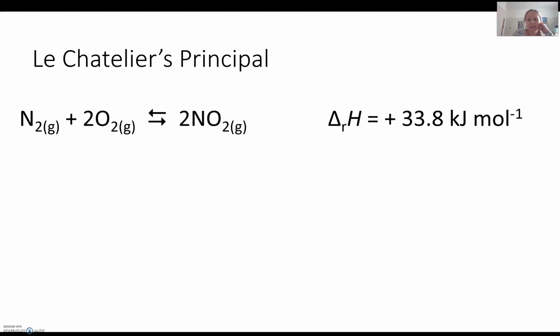Le Chatelier's principle. Le Chatelier's principle, guys, is essentially that any change that is made to the equilibrium is going to shift to minimize the change.